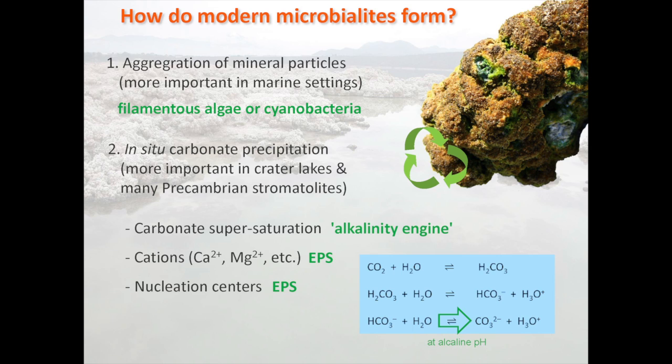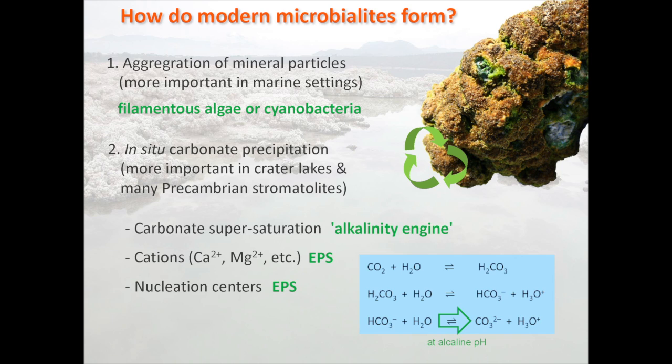But we are more interested in the second type of process that may form microbialites, that is the in situ precipitation of carbonate. That is more important in crater lakes where you don't have these waves, and apparently in many Precambrian stromatolites. So to be able to precipitate carbonate in situ locally, you need three things, whether you have biology or not. You need carbonate ions, you need cations, calcium, magnesium, etc., and you need nucleation centers. So biology can contribute to all three of them, in particular to increase locally the concentration of cations and to act as nucleation centers by producing exopolymeric substances that chelate this type of cations.